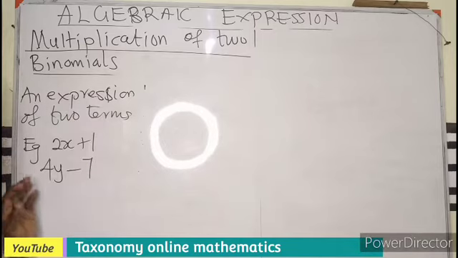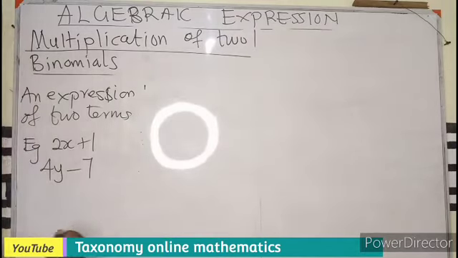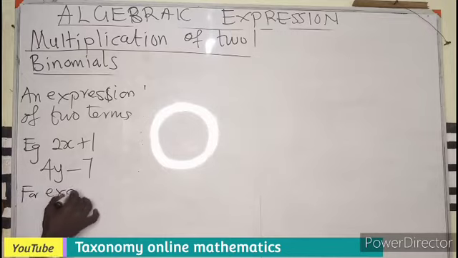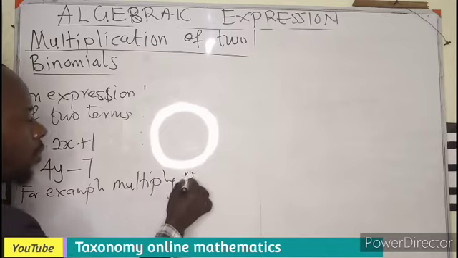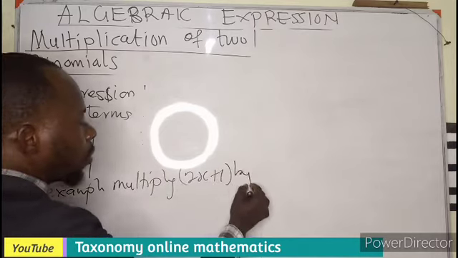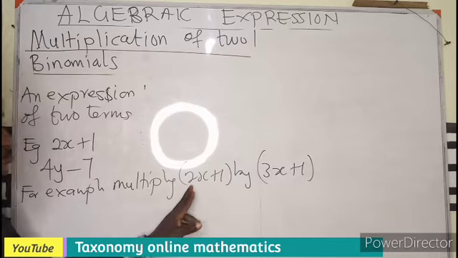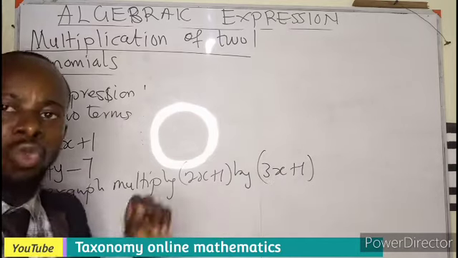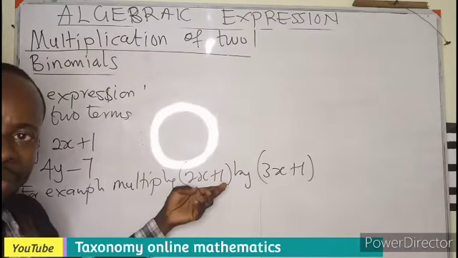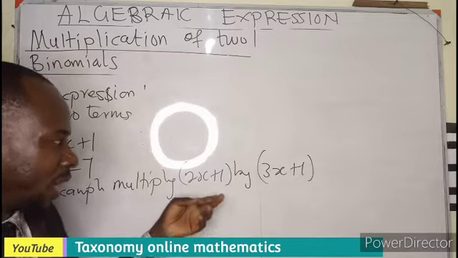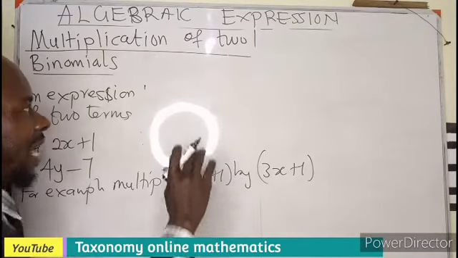So under this, what we are going to do is multiplying two binomials. So, for example, we have to multiply 2x plus 1 by 3x plus 1. Multiplication of what? Two binomials. This is a binomial, this is a binomial. Right? Now, if you are to multiply this, we are going to look at the expression.